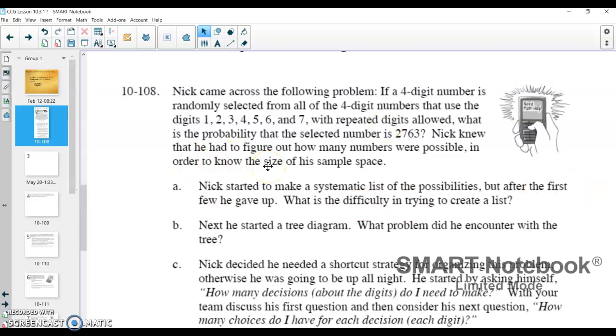And so we're still kind of with probability in this idea of sample space. But again, we're looking at all the possible 4-digit numbers that are made up of the numbers 1, 2, 3, 4, 5, 6, and 7, and the numbers are allowed to repeat. All right, so the first way Nick saw this was that he was going to try to make a systematic list, but he gave up after the first few. And so he asked, what is the difficulty in trying to create a list?